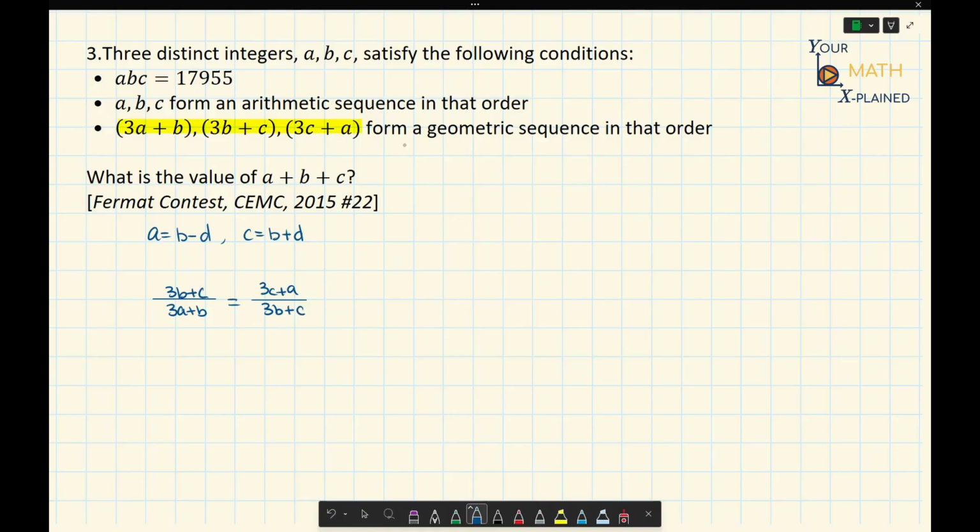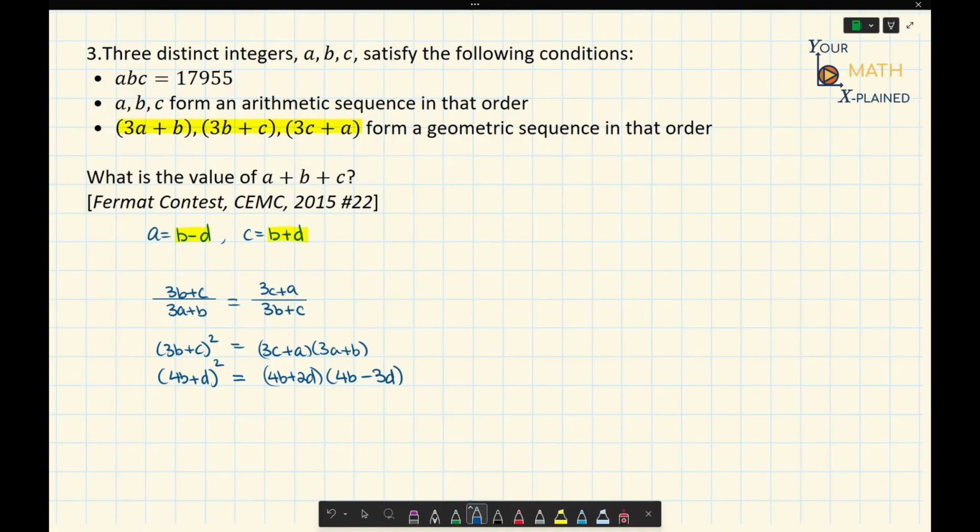Next, we're going to cross multiply, so we get (3b plus c) squared is equal to (3c plus a) times (3a plus b). Next, we're going to substitute these expressions for a and c into our equation here. So 3b plus c is going to be 4b plus d, so we get 4b plus d squared. And this is equal to 3c plus a, which becomes 4b plus 2d, and 3a plus b turns into 4b minus 3d.